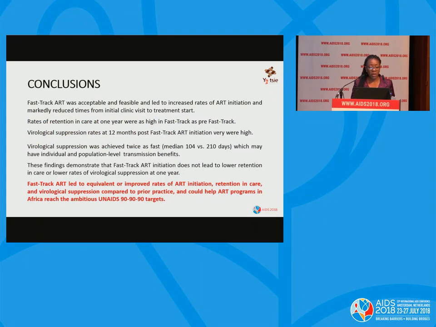In conclusion, fast-track ART was acceptable and feasible and led to increased rates of ART initiation and markedly reduced the time from initial clinic visit to treatment start. Rates of retention in care at 1 year were as high in fast-track as pre-fast-track. Virological suppression rates at 12 months post-fast-track ART initiation were very high. Virological suppression was achieved twice as fast in fast track, which may have individual and population-level transmission benefits.